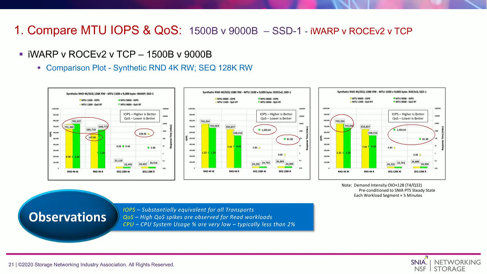The second thing to notice is that the response times in the circles are higher for the reads and in some cases for the larger block sequential 128K writes. So basically, when you look at the synthetic corner case, random 4K, sequential 128K, when comparing regular frame to jumbo frame, the IOPs are substantially the same, and the quality of service or response times are substantially the same. Another item to note is that for the RDMA-based testing, the CPU system usage was around 1%, and on the TCP, it was about 4%.